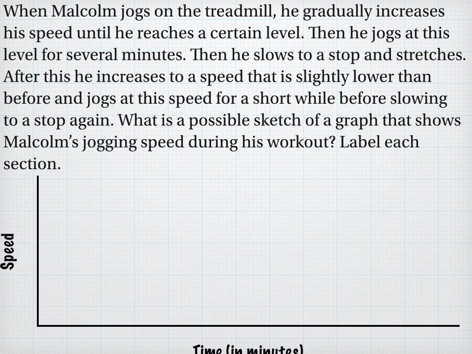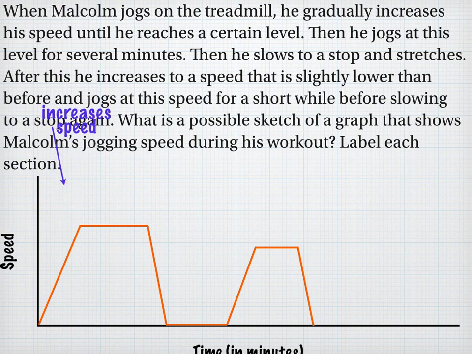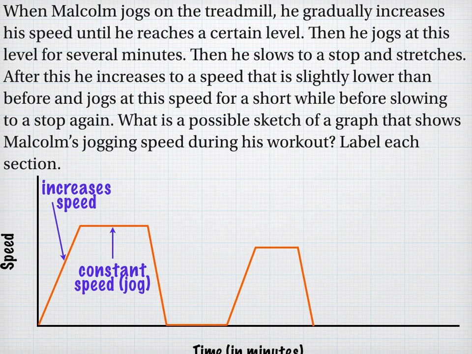So I'm going to go ahead and have my axes. Speed is going to be my vertical axis, and then time in minutes, which kind of got cut off at the bottom there, but that's what it says, is going to be my horizontal axis. The graph that I've sketched looks like this. It says that he first gradually increases his speed, so that's the part that's increasing. The part that is staying horizontal is a constant speed, or his jog. Then it says he decreases his speed. Stops to stretch would be the part where the graph is actually on the horizontal axis.